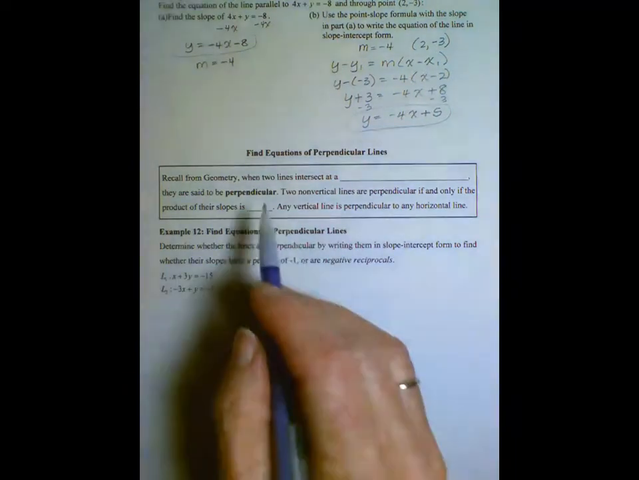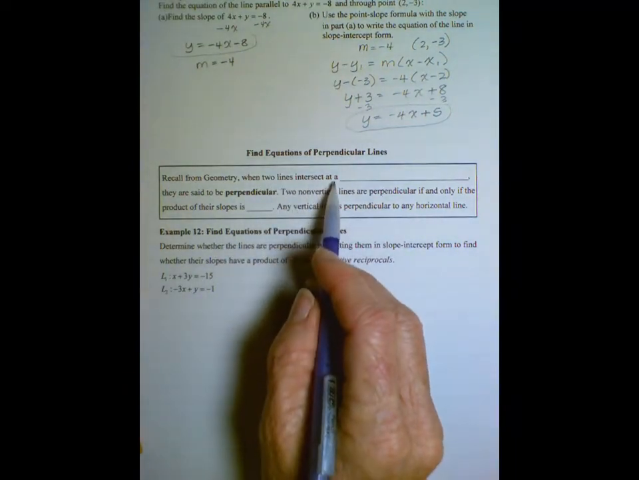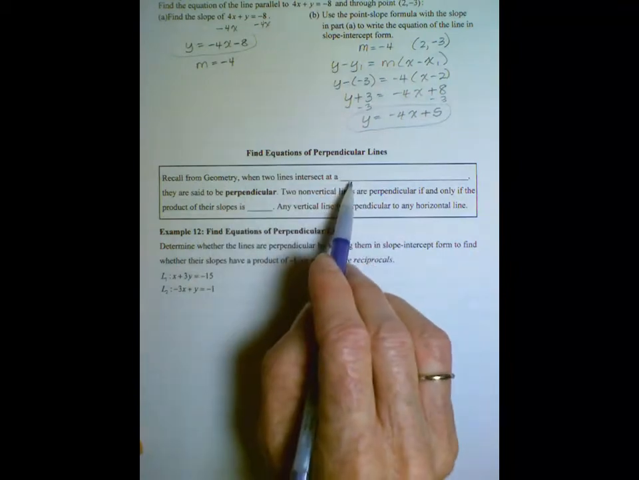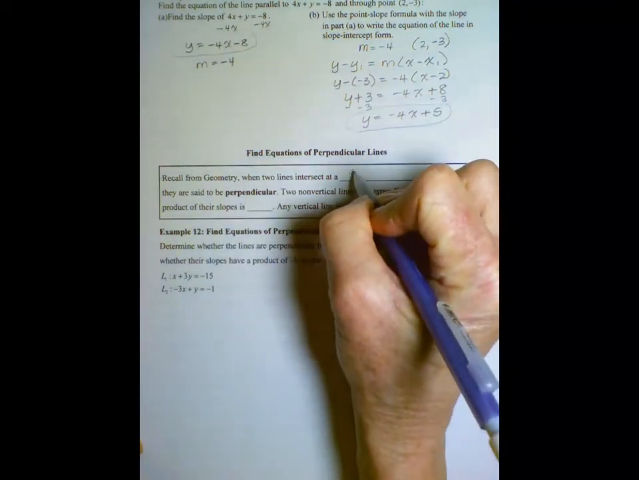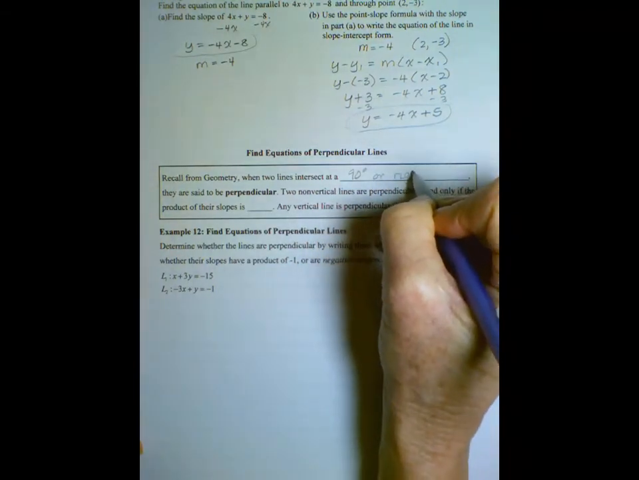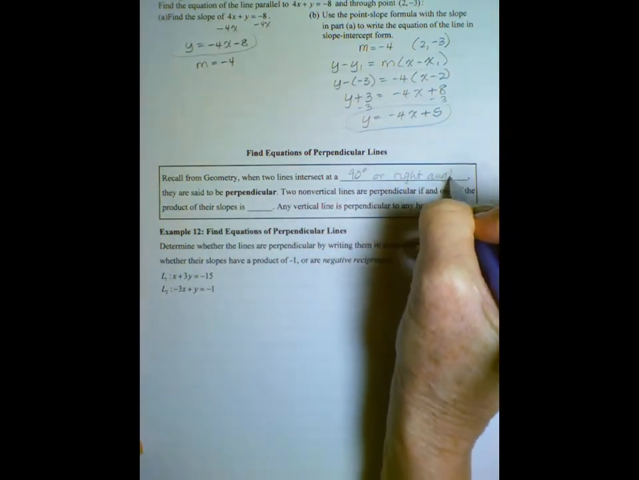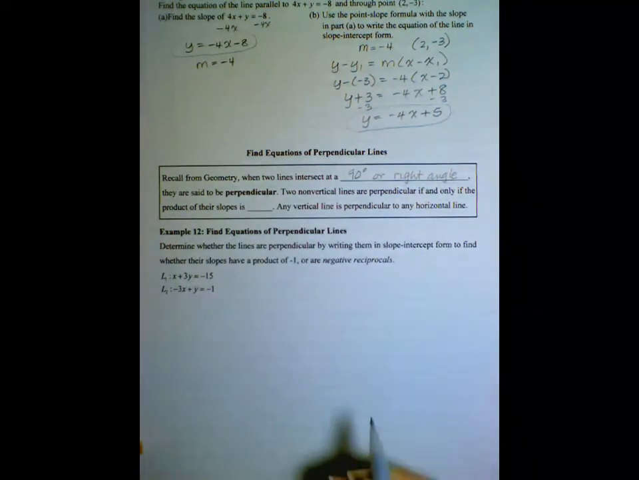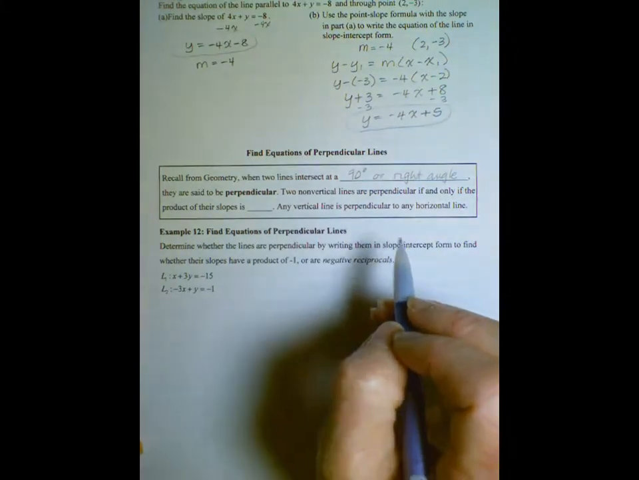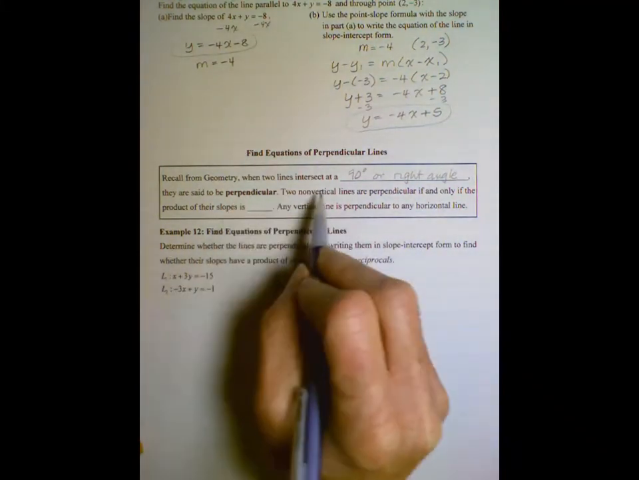So recall from geometry, when two lines intersect, they're said to be perpendicular. What's required? They intersect at either 90 degrees or a right angle, right? Either way to say that, if they intersect at 90 degrees or at a right angle, they are perpendicular.